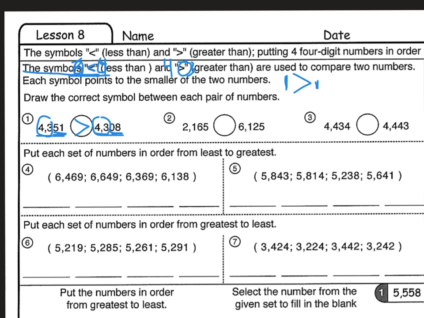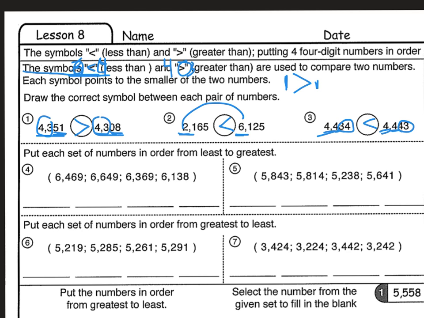Alright, so you should have already solved this. This one is 2,000 and this one's 6,000. You don't have to go any further than that. 6,000 is definitely bigger than 2,000. Alright, number 3, we've got 4,000 and 4,000, they're the same there. 400 and 400, the same there. 34 and 43. 43 is bigger than 34, so we put a less than symbol in there.